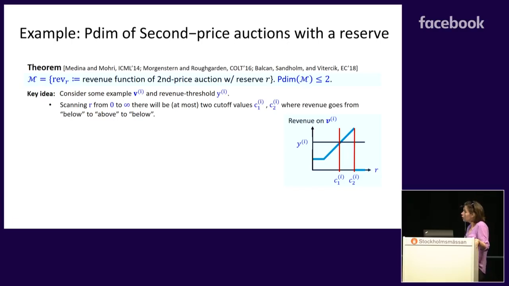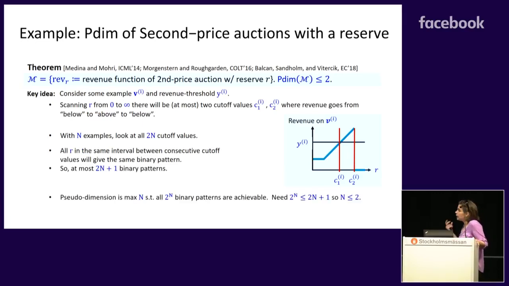Let's first fix a valuation vector v_i and a threshold revenue y_i, because we are trying to think about shattering this point. What we know from the previous slide is that if I fix the valuation vector v_i and then vary the reserve price r, the revenue function is this piecewise linear function with three pieces, the blue curve in my picture here. Now, let's imagine scanning the reserve price from zero to infinity. We notice that there are at most two critical points, two cutoff values, C1_i and C2_i, where the revenue goes from below y_i to above y_i, and then back to below y_i. And this is for one valuation vector. If we have n samples, we'll have two times n cutoff values, one for each sample.